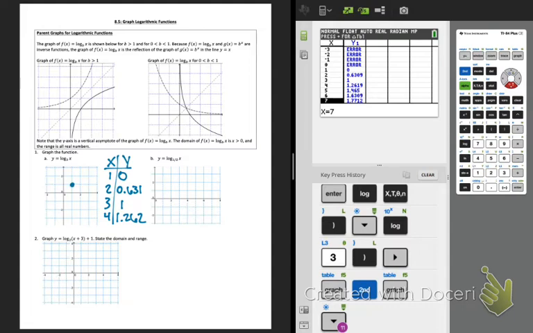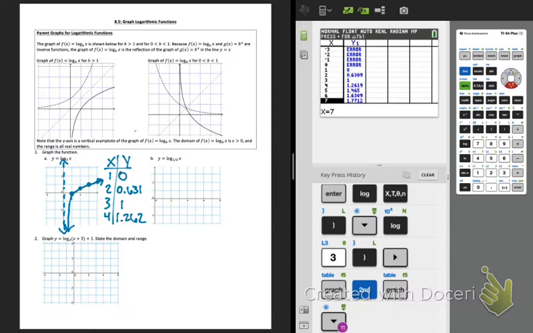So I have 1, 0, 2, 0.63, 3, 1, and 4, 1.262. Now, the error was at 0. So when x is 0, y was an error. So we're going to go ahead and put our asymptote there. And we have our graph.